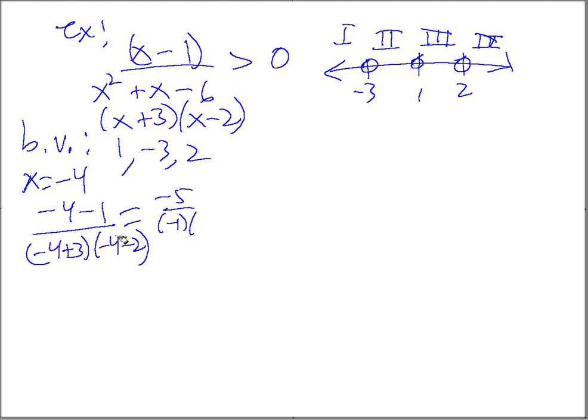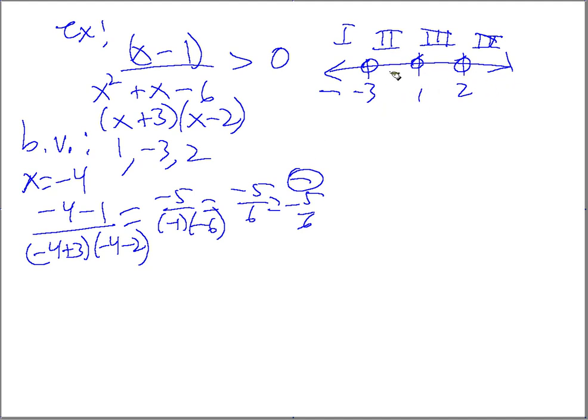-1 times -6. So again, -5 on top. That's -1 here for -4 plus 3, and -4 minus 2 is -6. That's going to give me -5 over positive 6. Again, don't worry about the 5, 6. Mainly, just know that it's a negative result. So this is going to be minus here. Let's test one more, and I'll just show that they're going to alternate in sign.